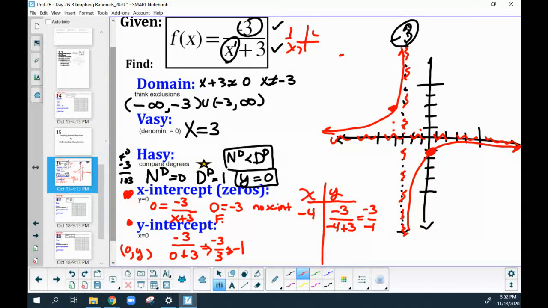Now I want to have one more discussion with you, because there's your graph. There it is, your 2 branches. It looks very similar to the parent. It's a little bit stretched. We knew that was probably going to happen because of that -3 out there. That's kind of like a growth factor.